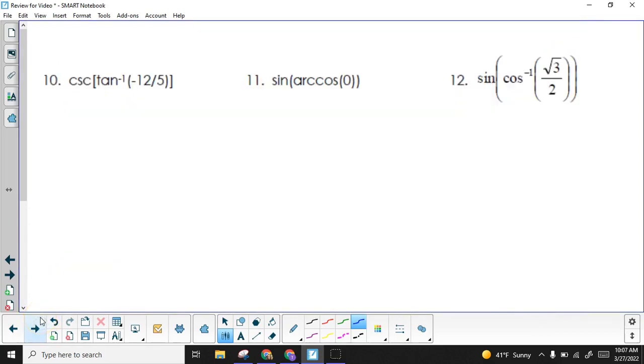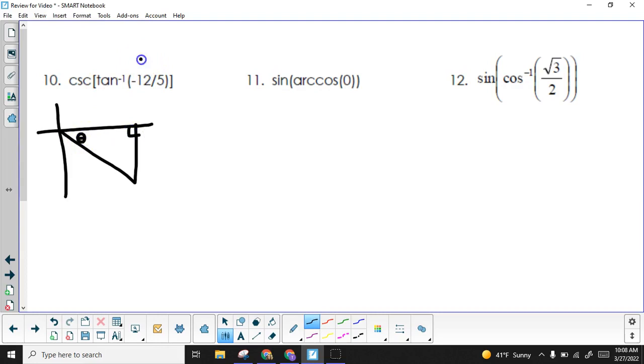Moving on. Number 10, the cosecant of the inverse tangent of negative 12/5. Once again, these are not unit circle values, so we need to draw in our triangle. Now we have the tangent is a negative. So that means it's y over x, and that is not a first quadrant angle if the tangent is negative. So this is going to be a fourth quadrant angle. So we'll draw this in right here, right triangle, and there's our angle.